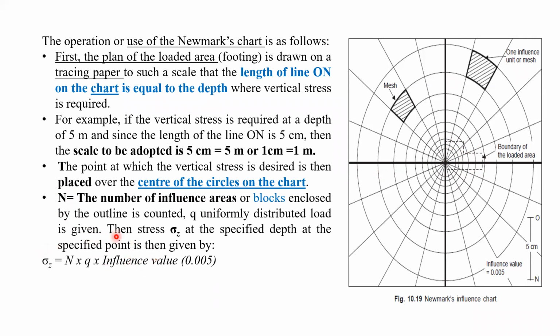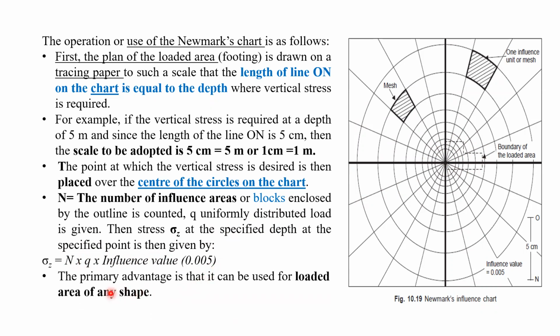So how can we calculate the vertical stress at 5 meter depth? For that we shall use this formula. Sigma z is equal to n into q into influence value. N is the number of blocks which you have counted, and those blocks lie in the area of the irregular shape of the footing. So in this area, whatever blocks are there, we have to count. And q is the uniformly distributed load working on the footing, and the influence value 0.005 we have to take here. And then we can calculate sigma z.